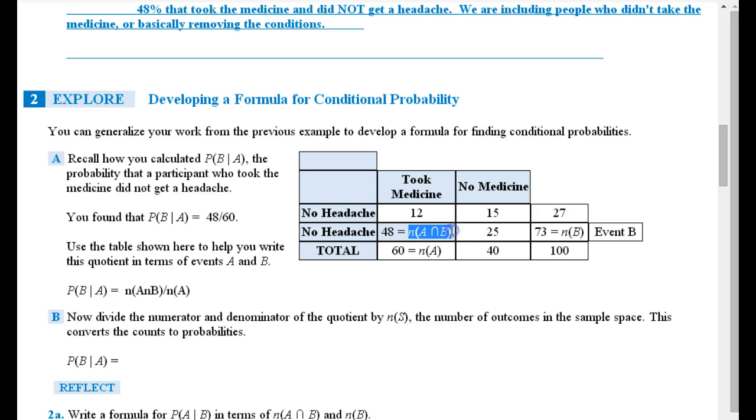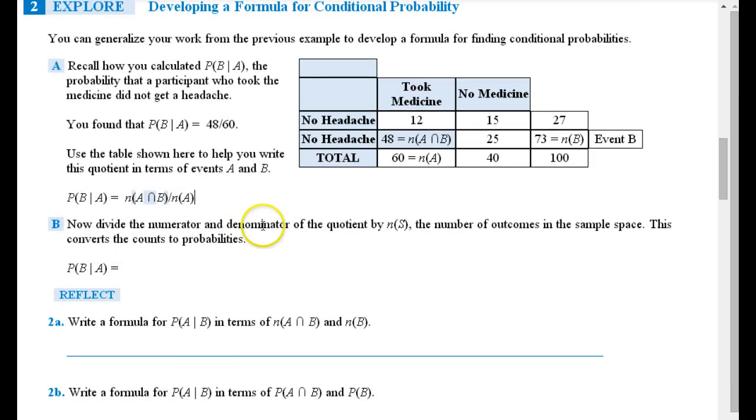Actually, maybe I can just copy that and then paste it here. That'd be good. There we go. Divided by the number of A, right there, that term. So now you can see there's pretty much our formula: the number in the intersection divided by the number of A's. Now divide the numerator and denominator of the quotient by n of S, the number of outcomes in the sample space. This converts the counts to probability.